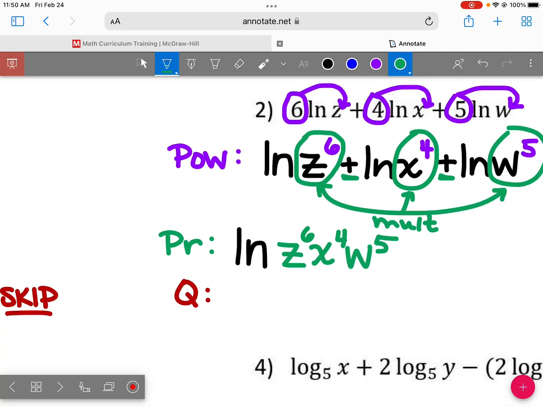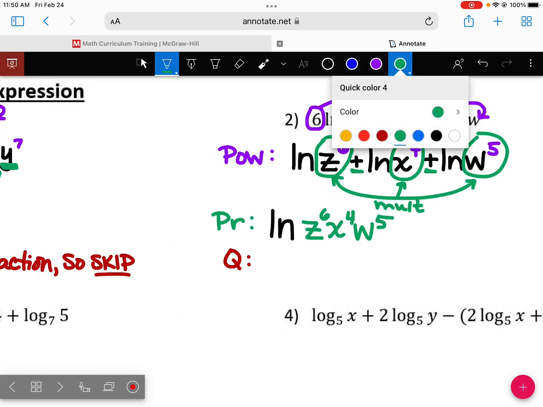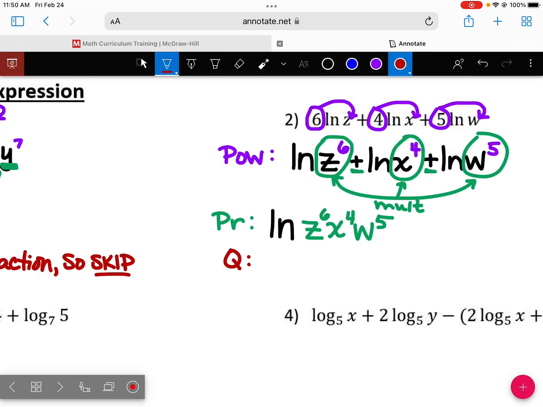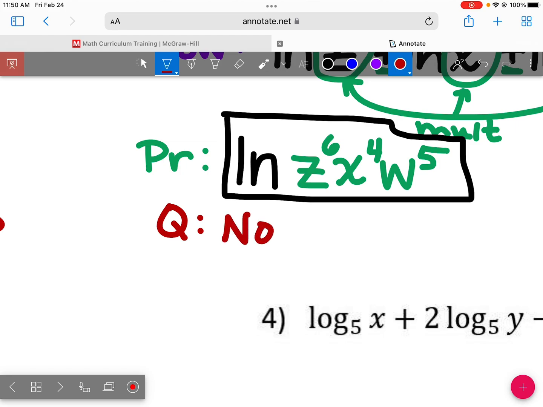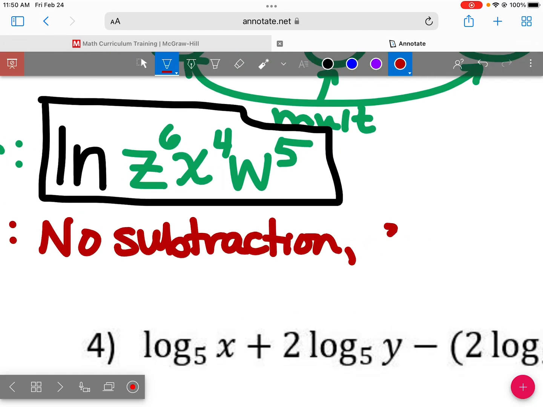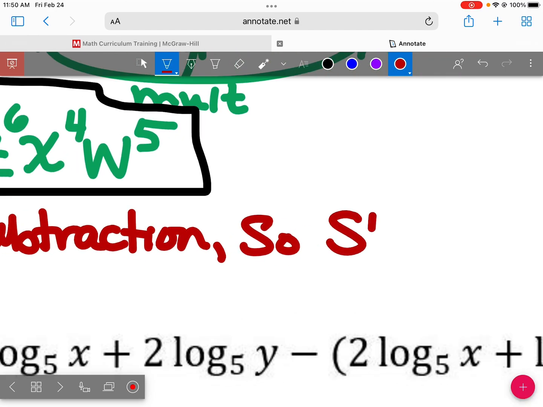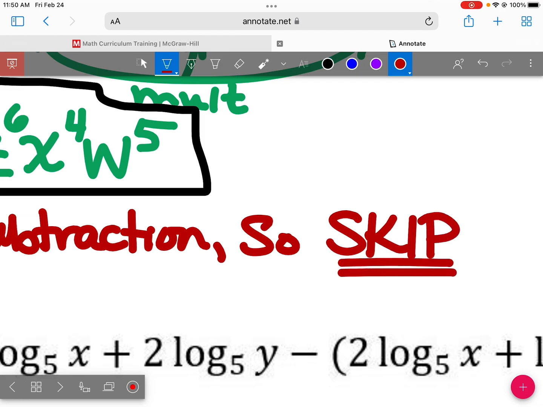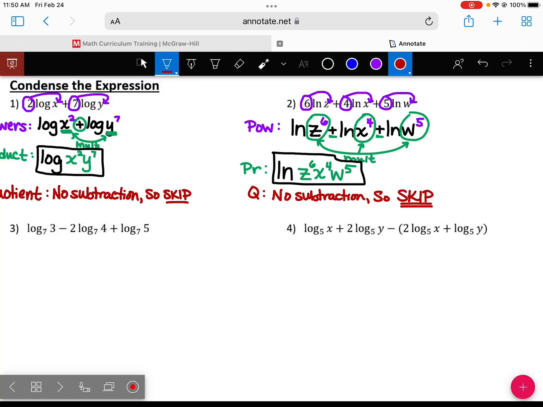So I'm going to have natural log of z to the 6th times x to the 4th times w to the 5th. Do I need the quotient property? Nope. Why not? There's no subtraction, so I'm done right here. So we skip this.